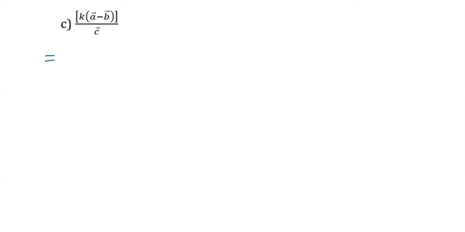Vector A minus vector B equals a vector. Good. So this is a scalar times a vector. Scalar times a vector equals a vector. Good. The other one is an operation that's not defined, not possible.